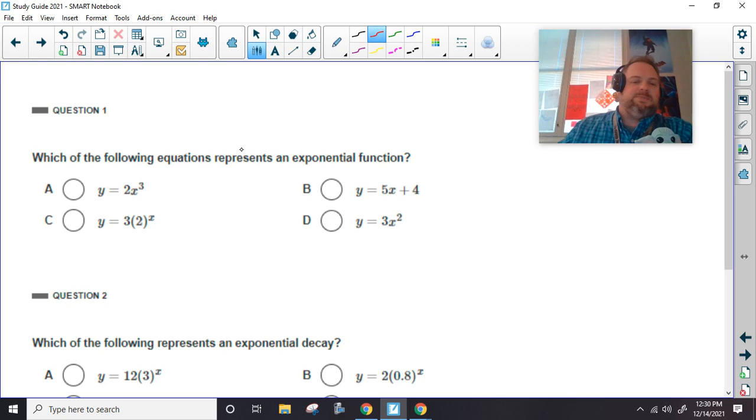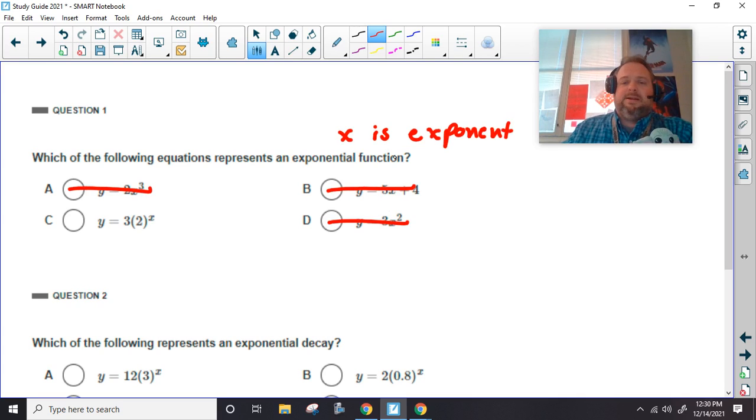All right. Which of the following equations is exponential? This means that the x is the exponent. Not the x has an exponent, but the x is the exponent. So that's not that one. It's not that one. It's not that one. Okay. It's C.